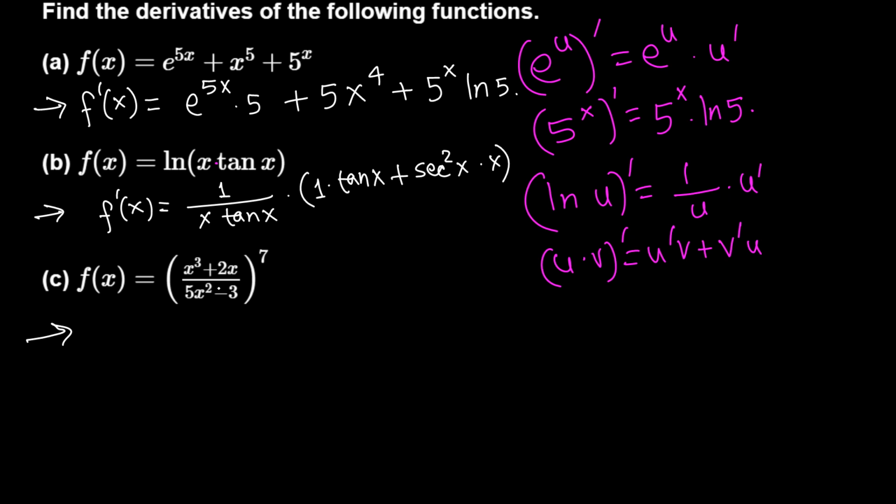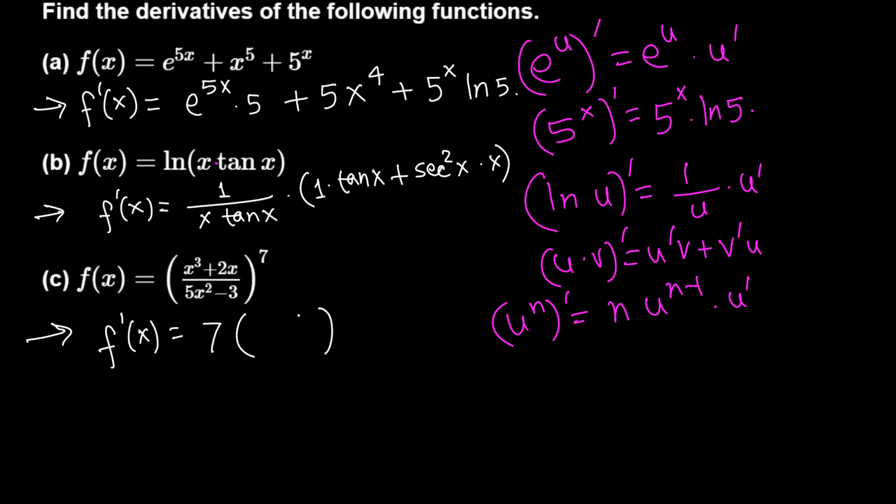In part C, we have a fraction raised to 7, so some function of x raised to n, and we know that for a function of x raised to n, when we find its derivative from the chain rule, that's n u to the n minus 1 using the power rule times the derivative of u. Okay, that's from the chain rule, and the whole fraction is u in this case. So its derivative is 7, the whole thing, raised to 7 minus 1, 6.